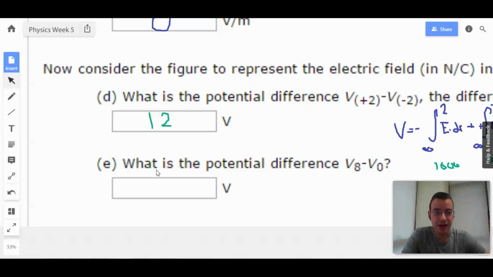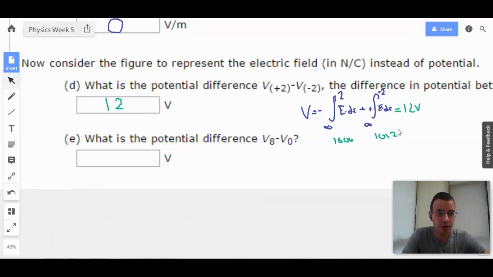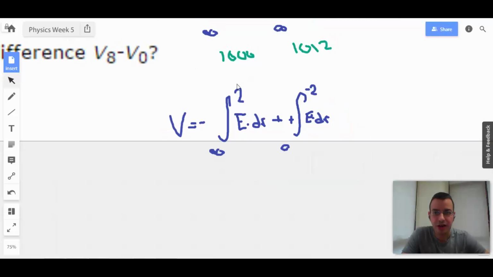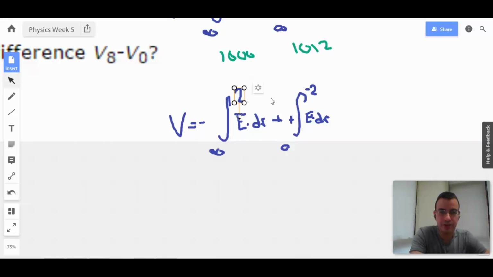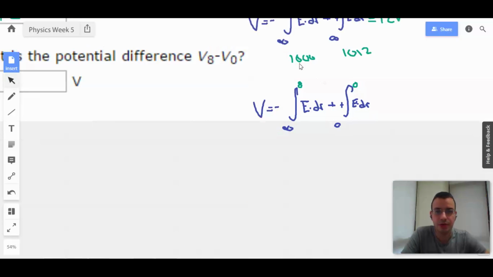Okay, so now they're asking, what is the potential difference between 8 and 0? Okay, so we're going to have the same equation we had right up here. Copy, paste. Even got most of it. And we're going to do 8 minus 0. So this will be 8. Doesn't look like a very good 8, but that's okay. Get the idea. And 0.